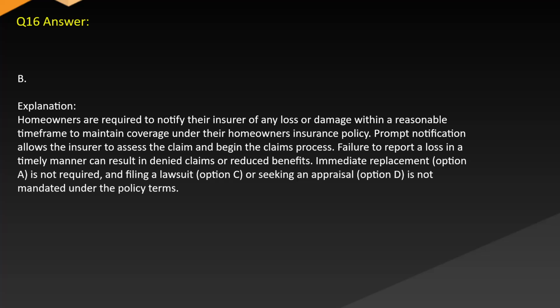Answer: B. Explanation: Homeowners are required to notify their insurer of any loss or damage within a reasonable time frame to maintain coverage under the homeowner's insurance policy. Prompt notification allows the insurer to assess the claim and begin the claims process. Failure to report a loss in a timely manner can result in denied claims or reduced benefits. Immediate replacement, option A, is not required, and filing a lawsuit, option C, or seeking an appraisal, option D, is not mandated under the policy terms.